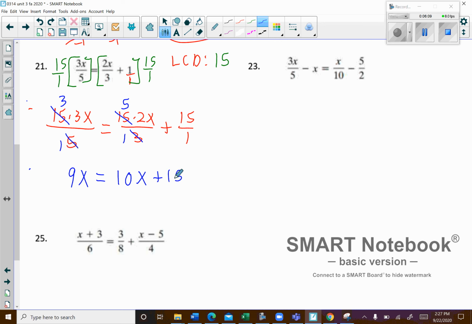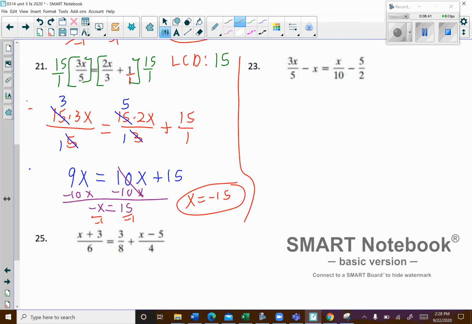And this problem is going to be pretty identical to the last one. The way you're going to solve this, we'll subtract 10x from both sides. And let's see, that'll leave us with a negative x equals 15. And I'm starting to run out of space, but what we'll do is we'll divide both sides by negative 1. And when I do that, I'll end up with x equals negative 15 right there. Okay.